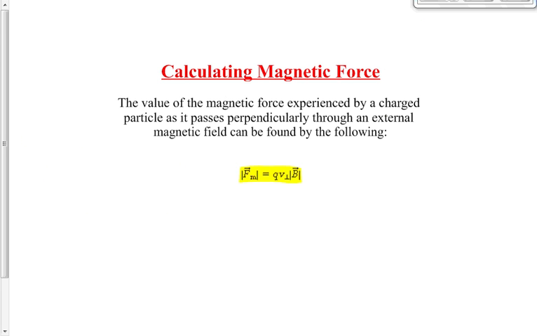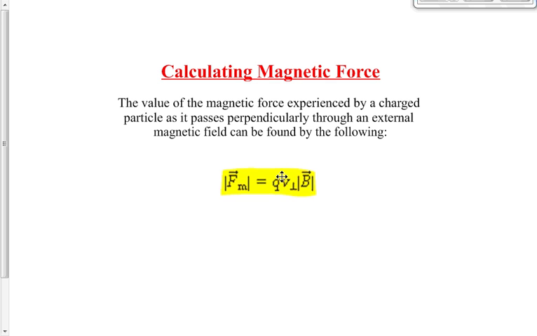Let's take a look at an equation that describes the force now. Not just the direction, but for the first time this unit, an actual equation that describes something for us. The value of the magnetic force, Fm, is equal to Q times V times B. Let me make this a little bit bigger for you so you can see it better. QVB.